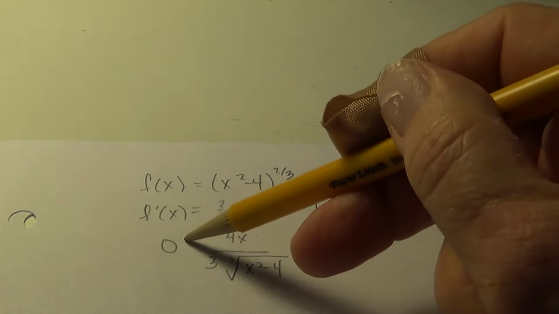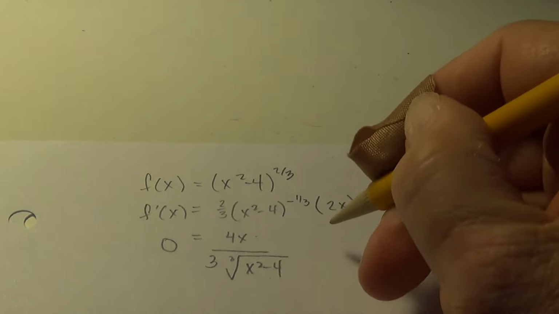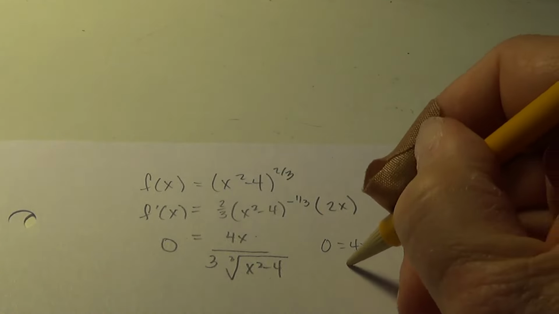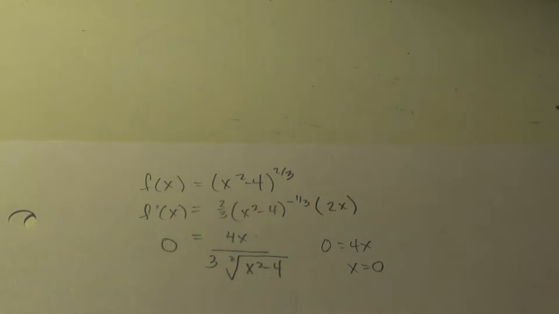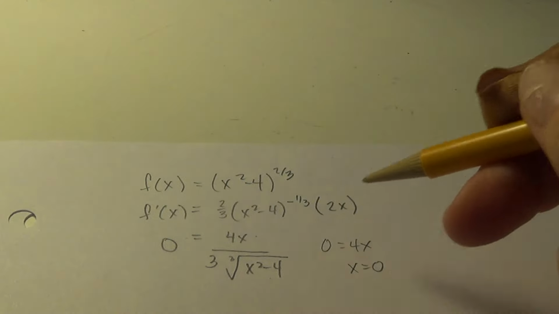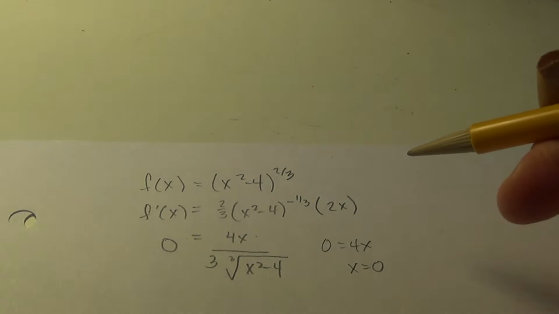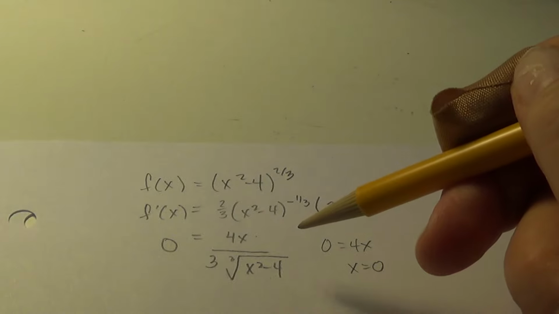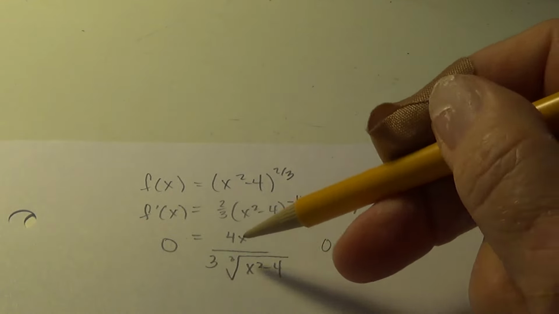So we end up with 0 equals 4x. So 0 equals 4x, looking at that, that yields x equals 0. So that is where this whole expression will be 0 and is a critical point. Is there a point that will cause this expression to not exist? And there is, wherever the denominator is 0.